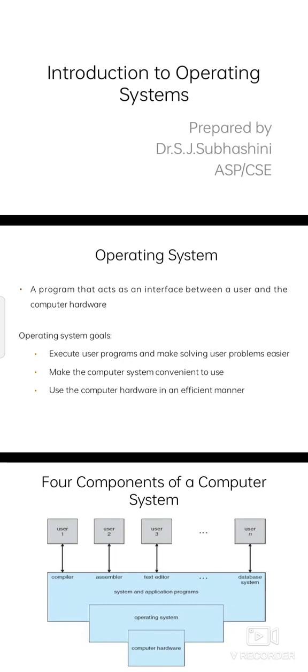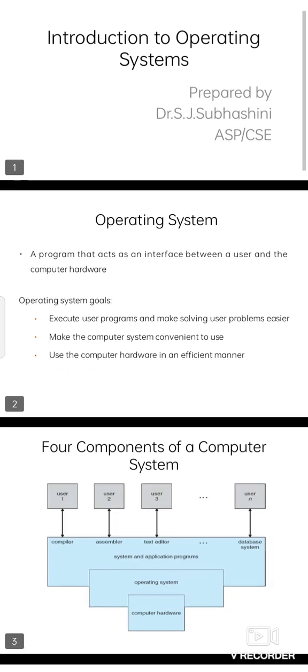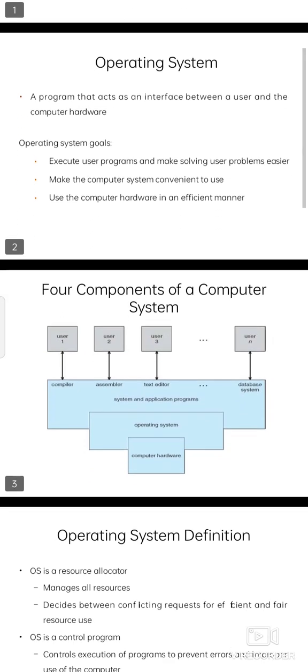What do you mean by an operating system? A program that acts as an interface between the user and the computer hardware is called an operating system. The major goals of the operating system are to execute the user program and make solving the program easier, to make the computer system convenient to use, that is, user friendly, and also to use the computer hardware in an efficient manner. These are all the goals of an operating system.